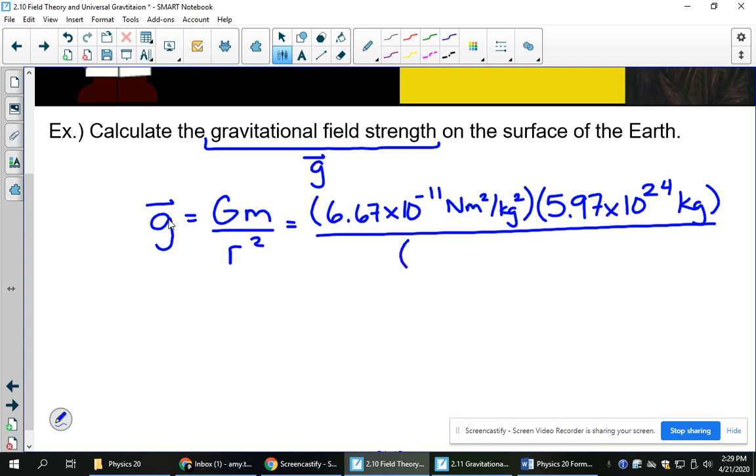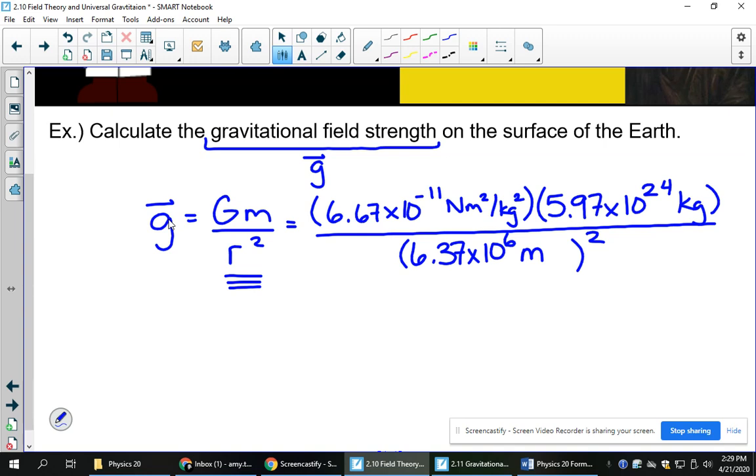And on the bottom, remember that this is r squared. So put your bracket and put the squared outside. It's very important that the squared's outside. And we're going to put the radius of Earth, 6.37 times 10 to the 6 meters.